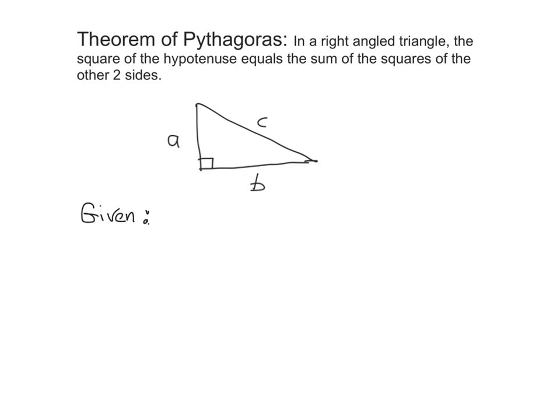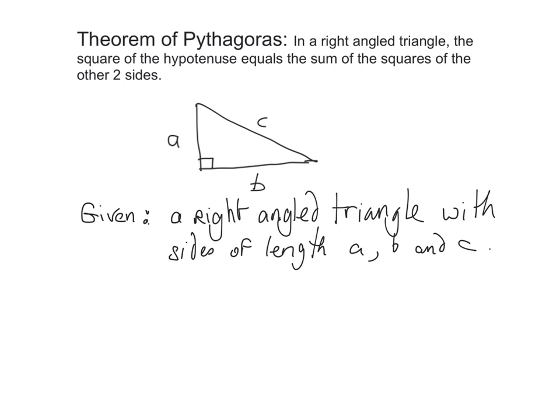So the next thing we do is we write in what's given. We write in English what's given. So we're really just describing what we've just drawn here. So I've literally written that in, a right angle triangle with sides of length a, b, and c. So that's what we're describing here.